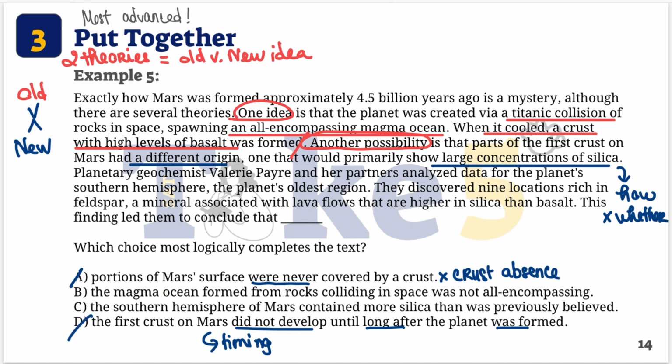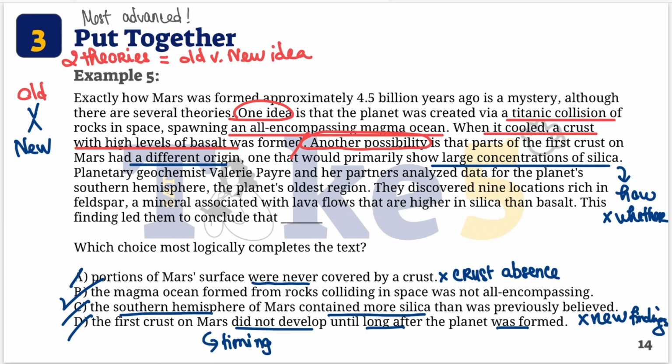C says the southern hemisphere contained more silica than previously believed. This is very tempting because the finding does involve silica in the southern hemisphere, but notice the trap. The passage already tells us the second theory predicts higher silica concentrations, so finding silica there isn't any surprising new quantity claim. It's confirmation of which theory is correct. So C makes a narrow factual statement when the conclusion we drew was much bigger.